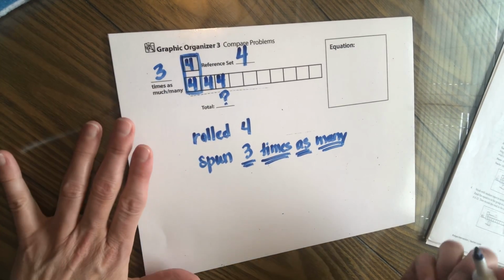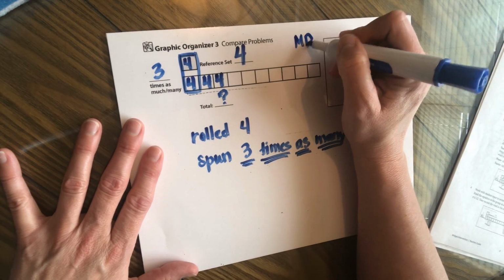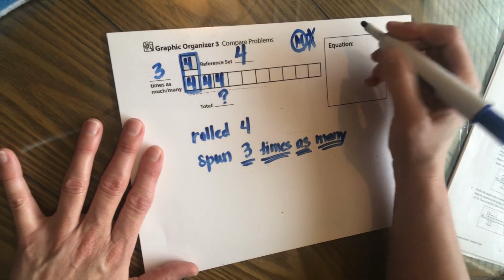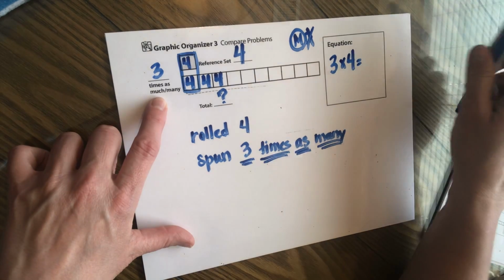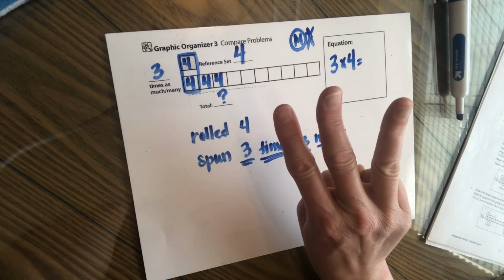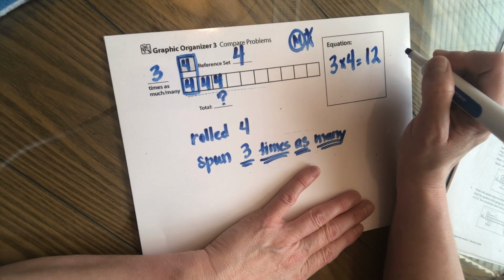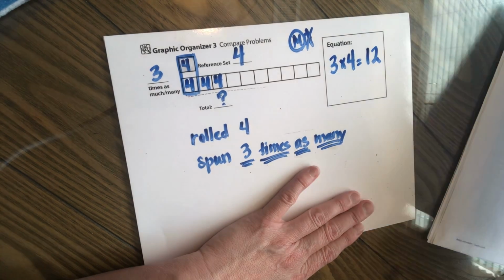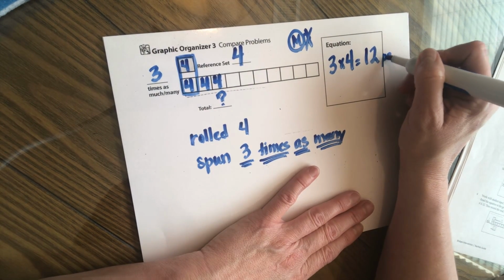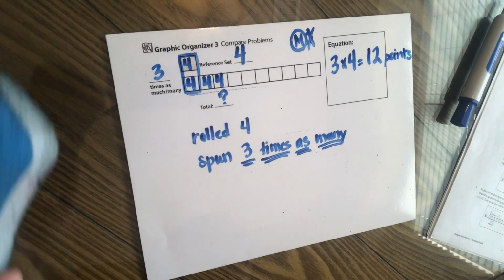And because we're looking for the whole, we are going to multiply. Anytime we're looking for the whole, we're multiplying. So I've got 3 groups of 4. Let's do that. 4, 8, 12. And I've just got 12. Now, what was he asking for? The question was asking for what was his total. So we'll just call it points. 12 points. All righty.